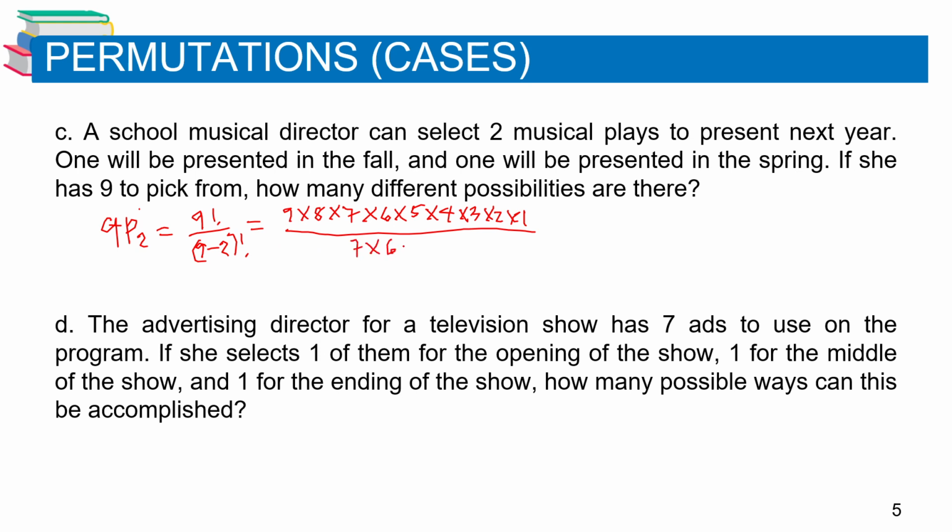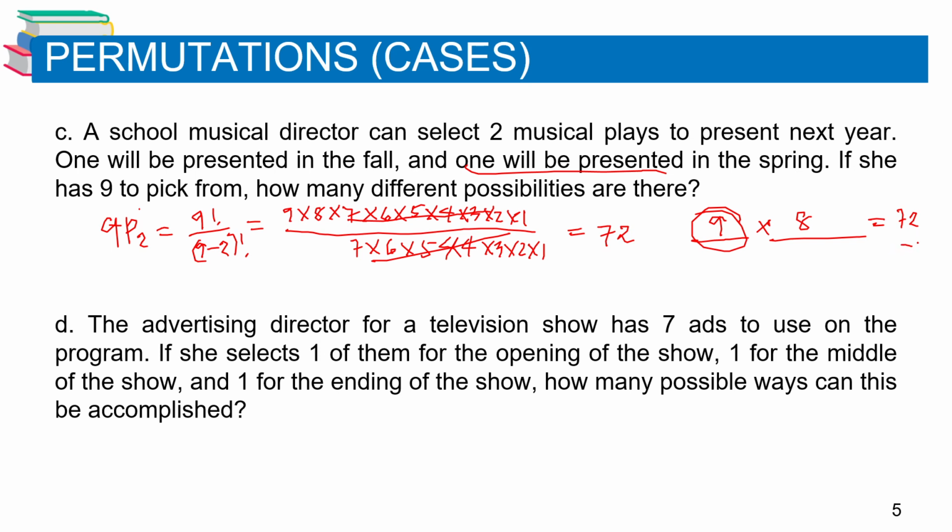So cancel this part from here 7. Therefore we have 72 ways. The same as by this principle: we have 9, and we cannot select the same one anymore. If we select 8 in this position, we have 72 ways or possibilities.